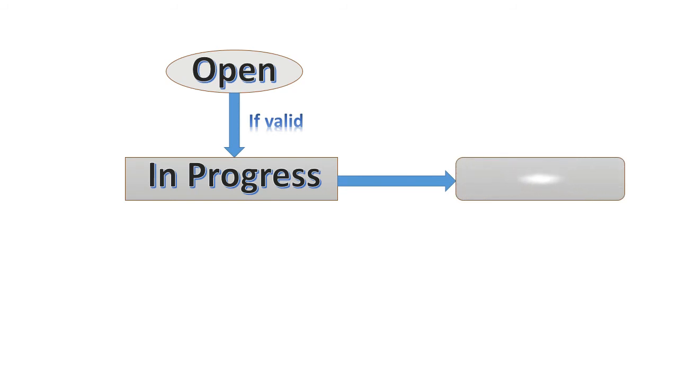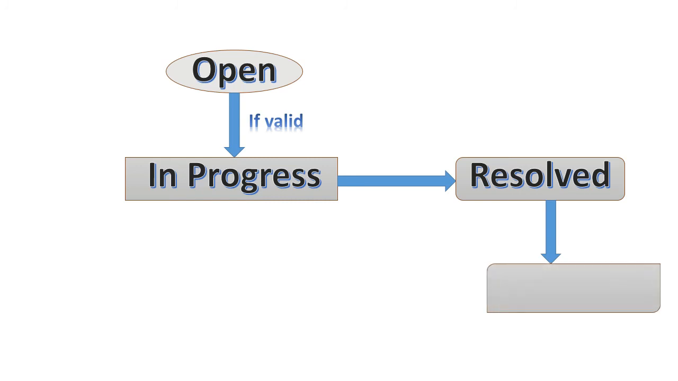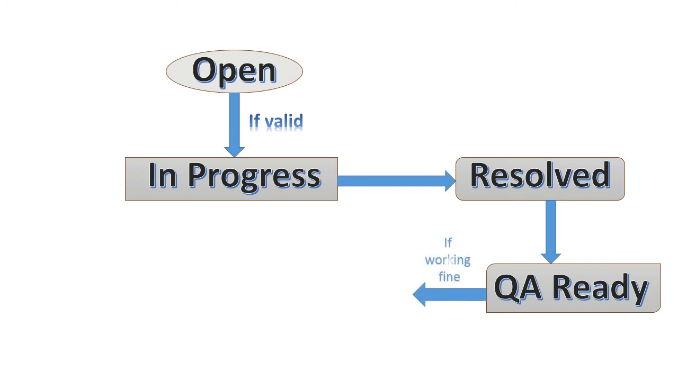Once the fix is done, they will change the status to resolved, which means they have fixed the issue but the code is not yet committed. Once they have committed the code and it is ready for QA, it moves to the QA ready status, which means it is ready for testing. The tester will test the defect. If the issue is fixed and not reproducible, they will close the issue. So this is the happy path.